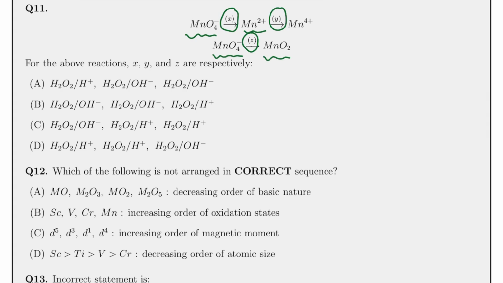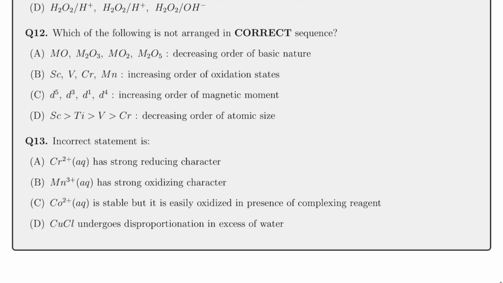So these conditions, if you can recall Bond 153 for KMnO4, you will be able to figure it out. That key is the correct choice for this one. Now the next one, question number 12.